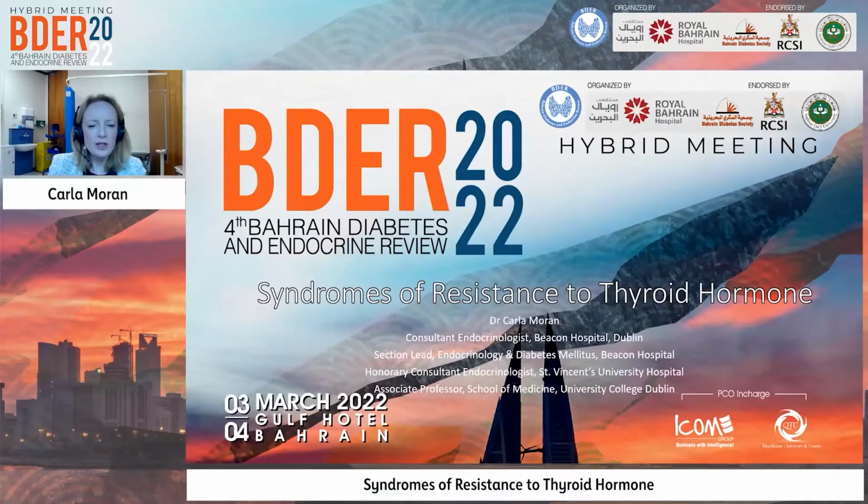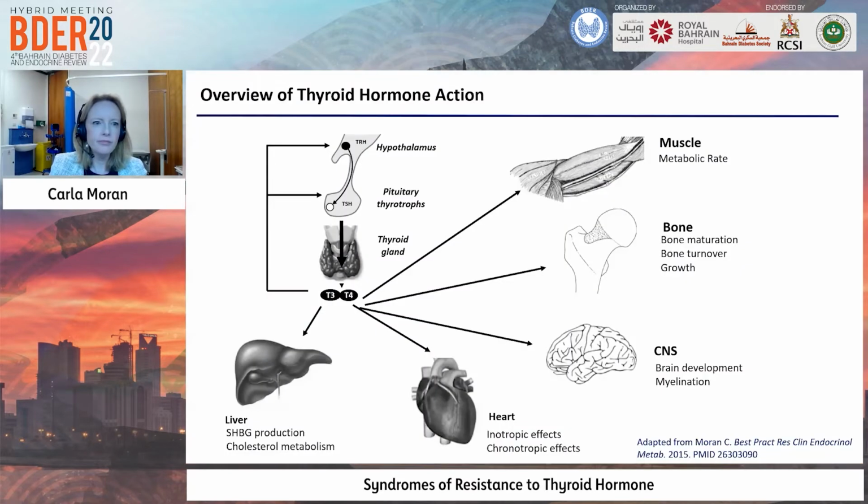I'm going to talk during this talk about the syndromes of resistance to thyroid hormone. We talked a little bit already about how thyroid hormone is produced and how it circulates in the body. But with reference to this talk, I'd like to just mention a little bit about the key target organs for thyroid hormone action.